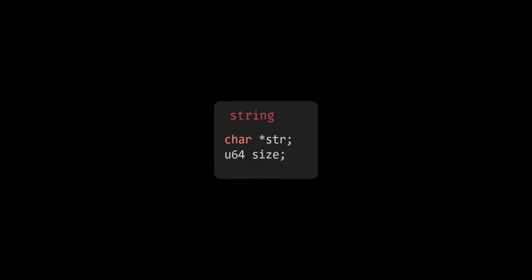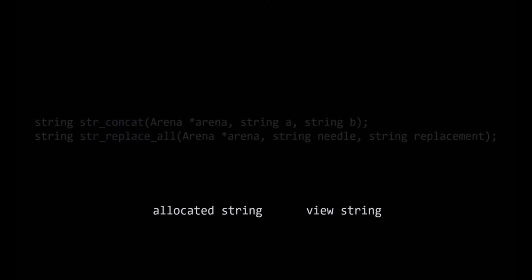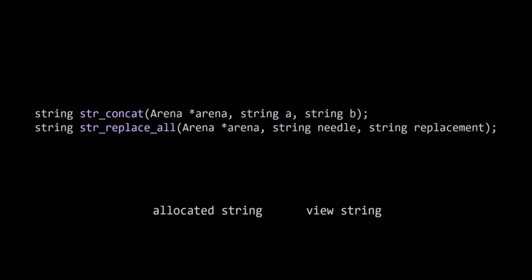Well, if you've watched the first part of the video, you'll know that this actually isn't a problem. In fact, who the hell cares whether a string is allocated or is just a view? The arena in which the string is allocated won't care about this and will free the memory anyways. What this allows us to do is use the allocated strings and the view strings in the same functions like strcat, replace all, and so on.